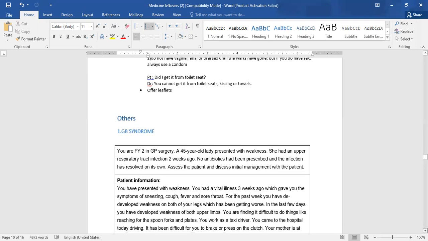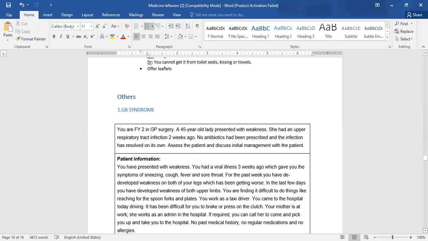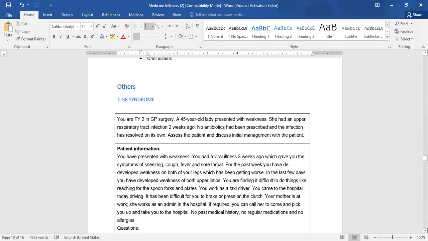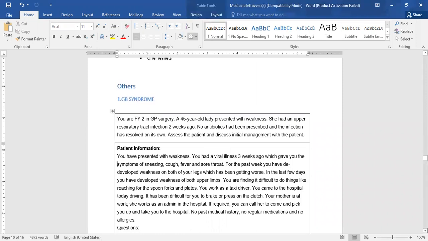Okay, so we are just left with 3 more scenarios. The GBS scenario is related to your medicine. You are referred to the GP surgery. A 45-year-old presented with weakness. She had an upper respiratory tract infection 2 weeks ago. No antibiotics have been prescribed, and the infection has resolved. Assess the patient and discuss the initial management with the patient.